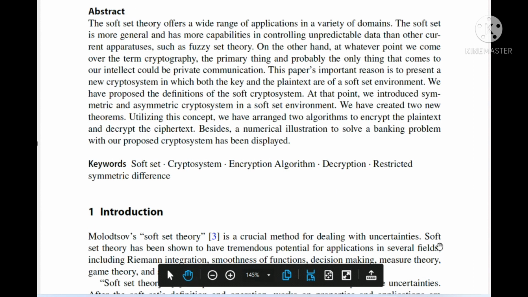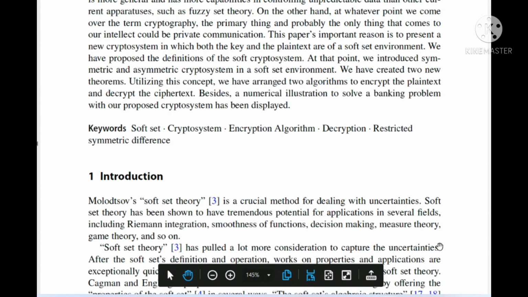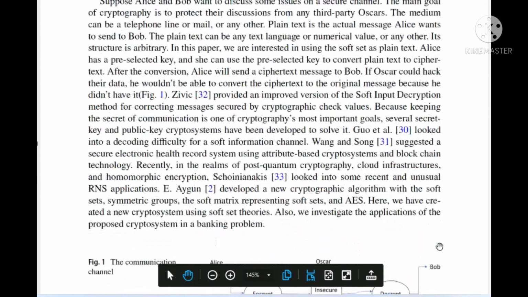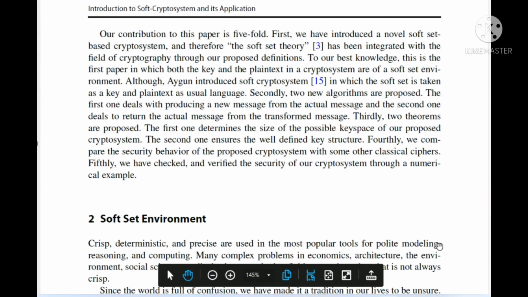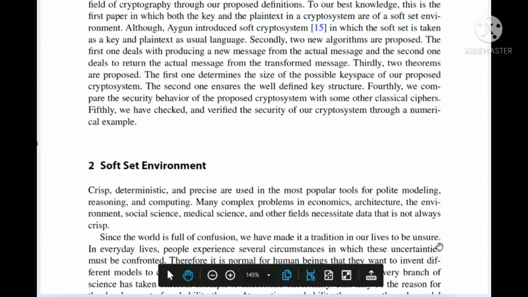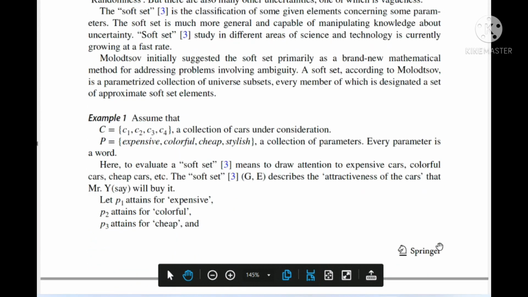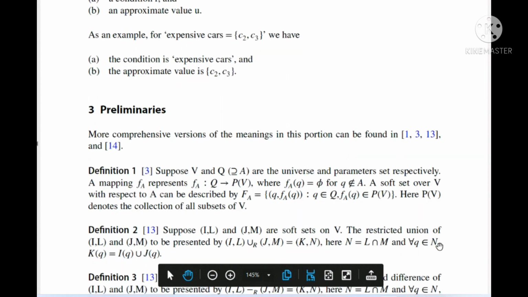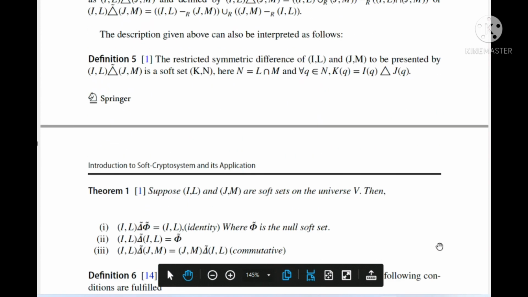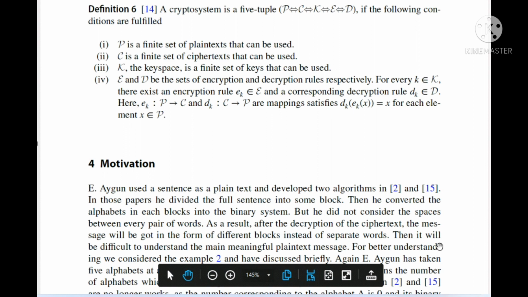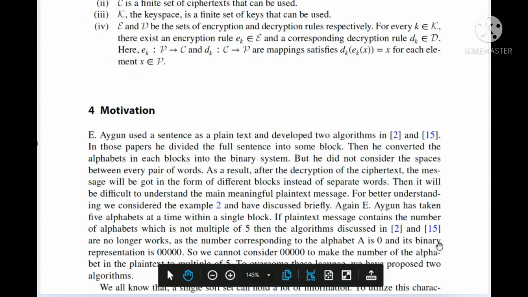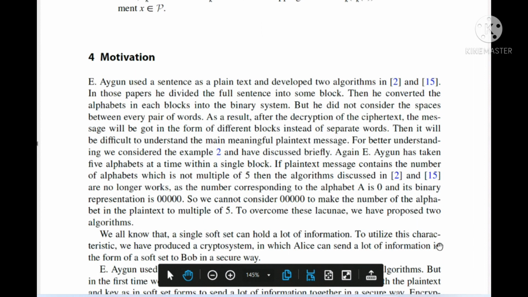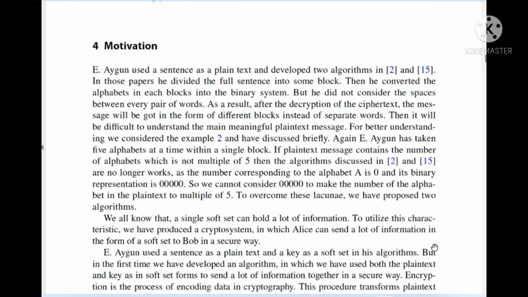Then we reviewed the literature in the introduction section. This means that in this section we have discussed the work done by some researchers. In section 2, we give some basic concepts about soft set theory. In the preliminary section, we recalled some definitions to smoothly understand the rest of the paper. Ilyas introduced a soft crypto system in which the soft set is taken as a key and the plain text as usual language. Motivated by this work, we prepared this paper in which both the key and the plain text in a crypto system are of a soft set environment.